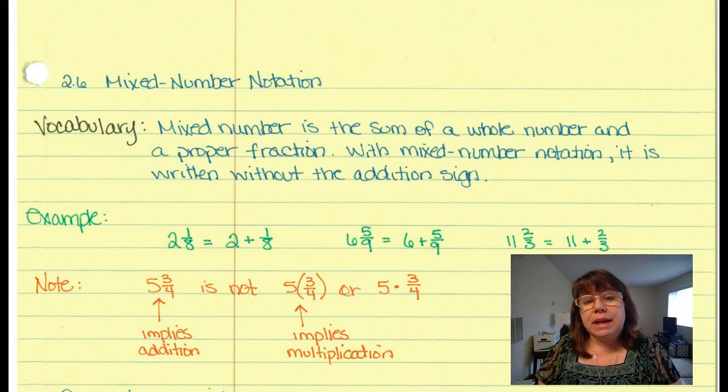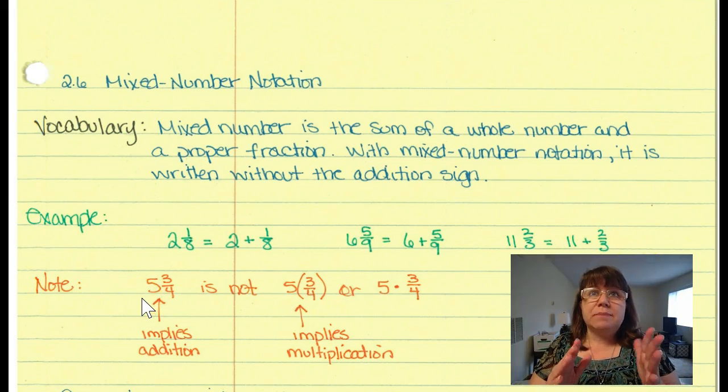With a mixed number, it's the same thing as a sum of a whole number and a proper fraction. And if you remember, a proper fraction is where the numerator, the top number, is smaller than the denominator, the bottom number. So with mixed number notation, it's written without the addition sign, but really, it implies addition. It implies sum. So 2 and 1/8 is really 2 plus 1/8. 6 and 5/9 is really 6 plus 5/9. 11 2/3 is really 11 plus 2/3.